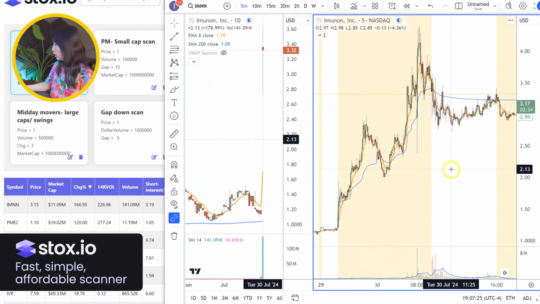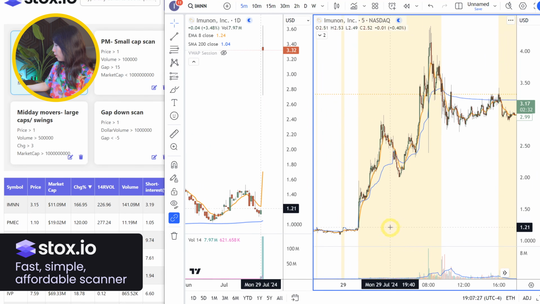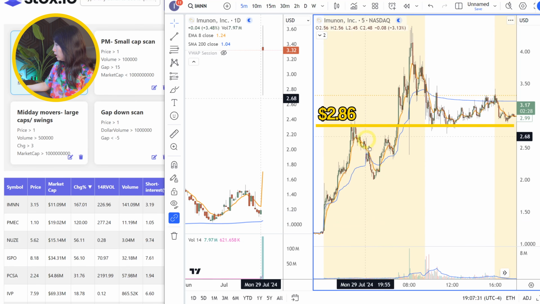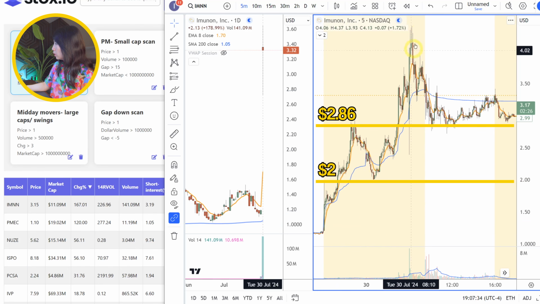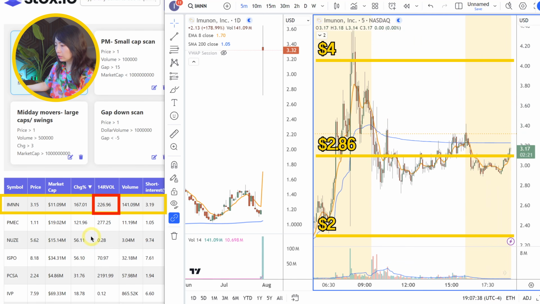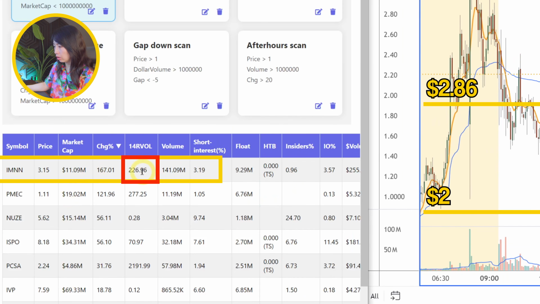You can see this one actually is a huge gapper. This one gapped up from over $1.20 yesterday. Pre-market went to a high of $2.80s, pulled back to $2, and then squeezed to over $4 right before the close. You can see this one also traded really high relative volume of 230%.